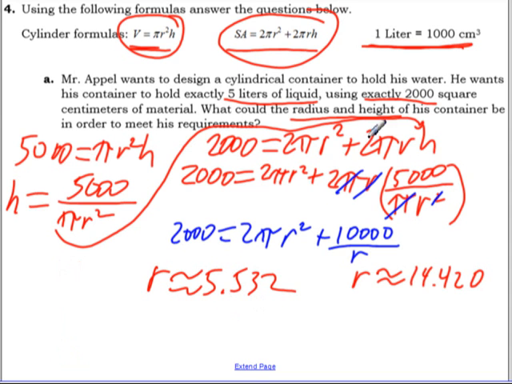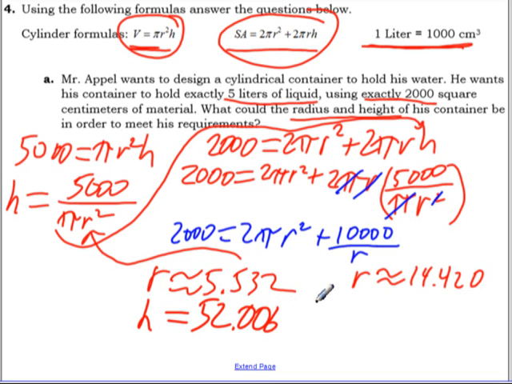And finally, the question asked for radius and height. So now I need to use this. So if the radius is 5.532, I'm going to take that 5.532, plug it in right here, because this tells me that the height is always 5,000 over pi r squared. So I'm going to plug in 5.532, and I should get a height that is approximately 52.006. I should pay attention to my units.